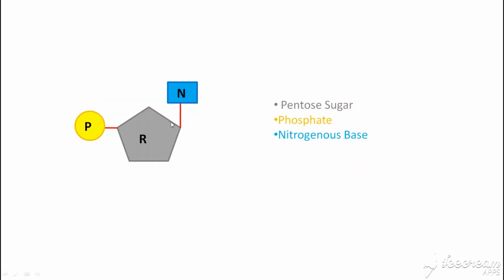So we said before that DNA is a polymer that is made up of monomers called nucleotides, and this right here is the structure of a nucleotide. They're composed of three things. We have the pentose sugar and the phosphate, and we also have a nitrogenous base. Now the pentose sugar and the phosphate are going to be constant, so they're found in every nucleotide. What separates different nucleotides from others is the nitrogenous base.